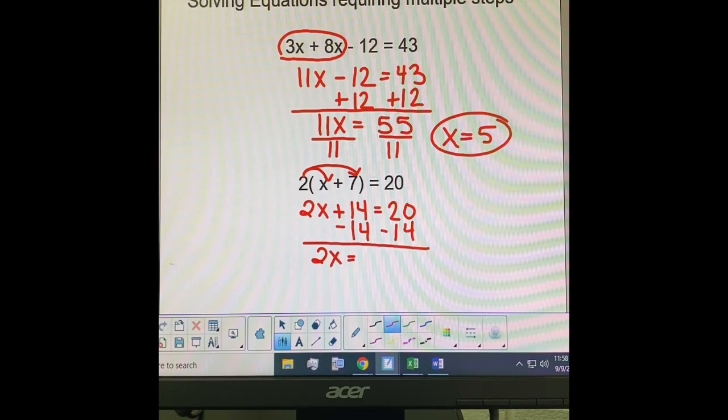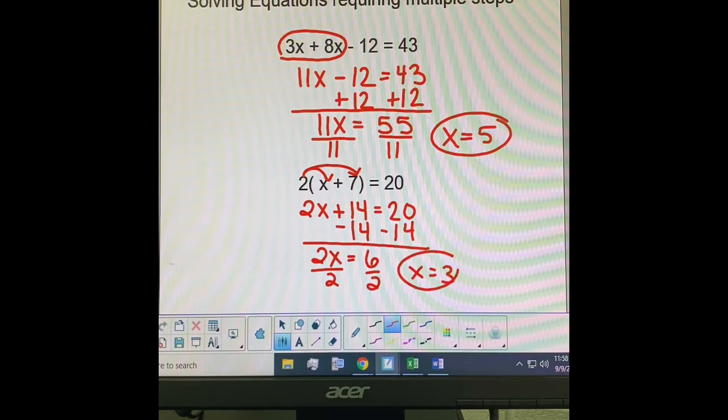Please pause the video and work on questions 1, 2, and 3. Check your work when you're finished and make sure you have the correct answers.